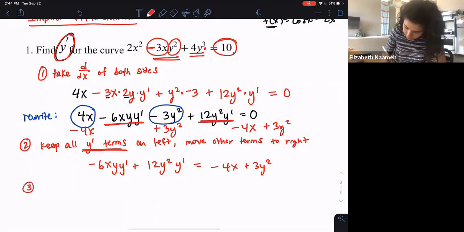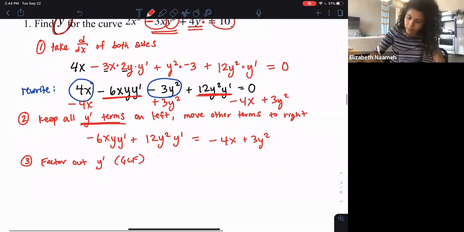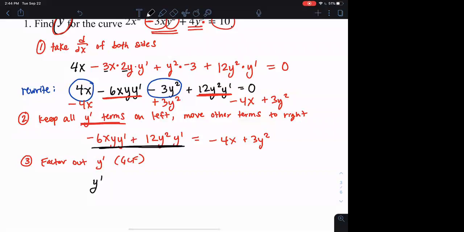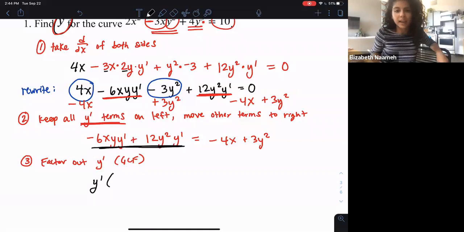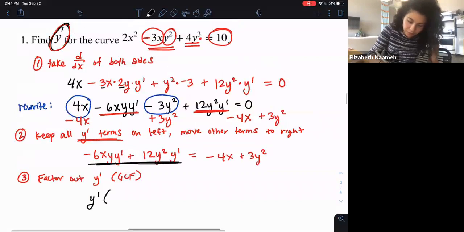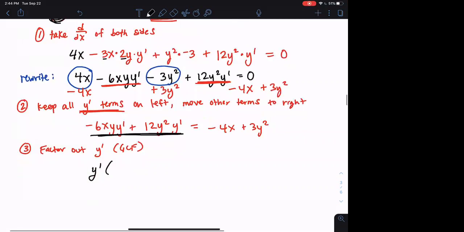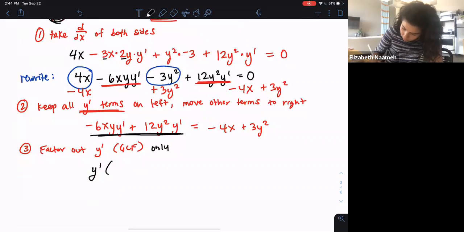So step 3, we're going to factor out the y prime using GCF. If we want to get y prime by itself, the way to do that is to factor it out. So what should I take out from both terms? Just the y prime. Some of you are saying negative 6. I see the temptation, but don't we want to get y prime by itself? Eventually, we only want y prime on its side of the equal sign. We're only going to factor out y prime. Only. Make a note.